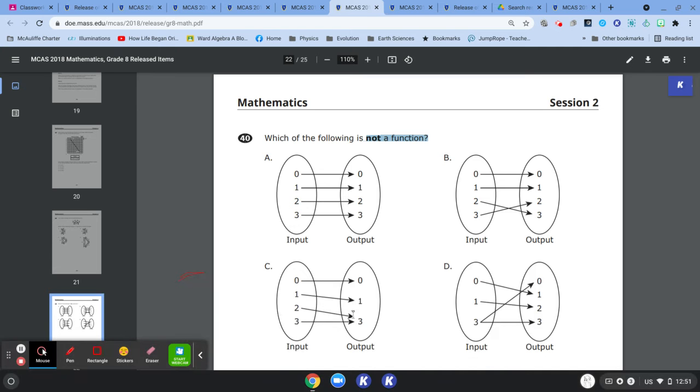And C, 0 goes to 0, 1 maps to 1, 2 maps to 3, and 3 maps to 3. Now, it's okay that 2 and 3 are both mapping to the same thing, because if I tell you your input is 2, you know the output is 3. If I tell you the input is 3, you know the output is 3. So 2 and 3 both may lead to 3, but you can tell they definitely lead to one place.